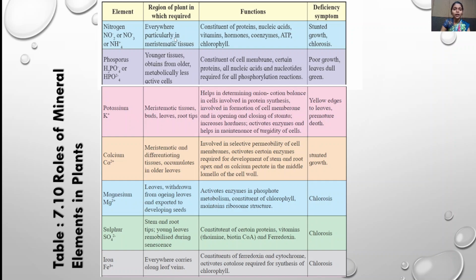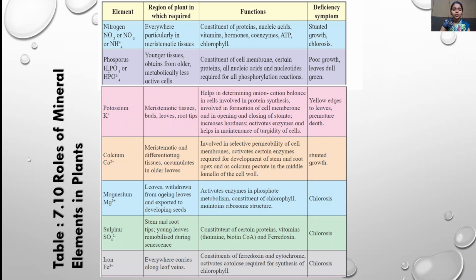The regions of the plant in which it is required are meristematic tissues, buds, leaves and root tips. Its functions: helps in determining anion-cation balance in the cell, involved in protein synthesis, involved in formation of cell membrane and in opening and closing of stomata, increasing hardness, activates enzymes and helps in maintenance of turgidity of the cell. Its deficiency symptoms are yellow edges to leaves and premature death. Next, calcium.